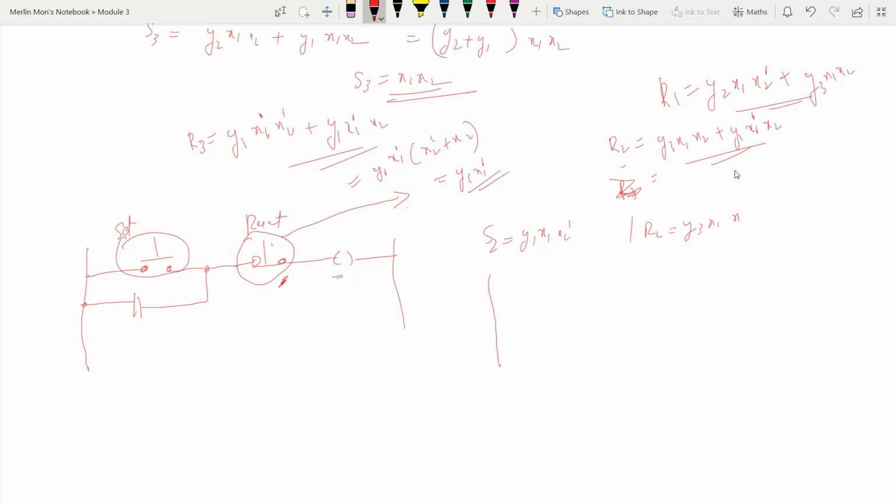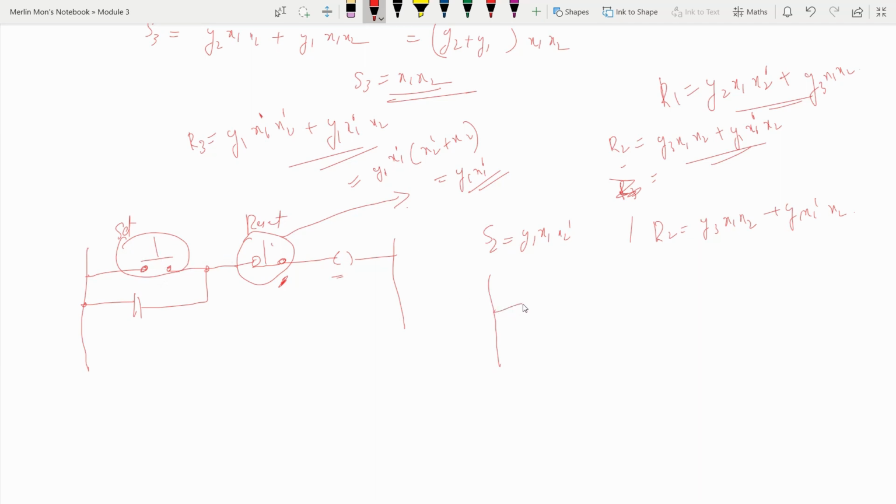R2 we did not simplify, so R2 is y3 x1 x2 plus y1 x1 complement x2. So we will use this for R3 S2. First we will use this part. So we will realize S2 like this.